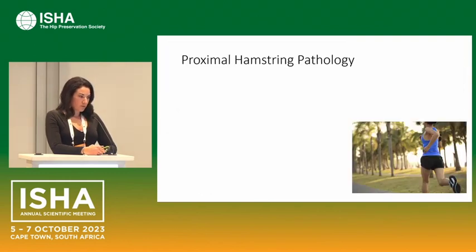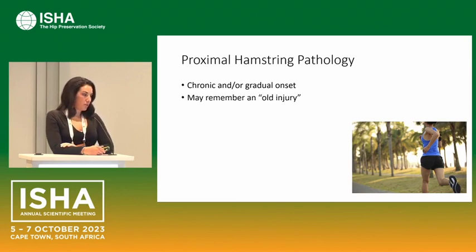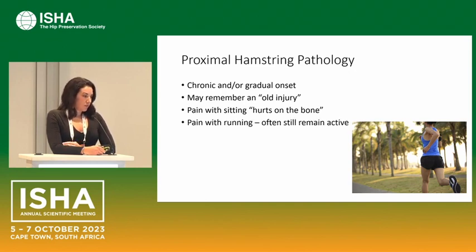And then lastly, proximal hamstring pathology. This can be chronic and or a gradual onset of pain in that posterior hip region. They may remember an old injury that they described from months or years ago. Pain with sitting, or it hurts right on the bone, as they'll describe. Sometimes there'll be the nerve symptoms, but sometimes absent of any sort of neural symptoms down the leg.